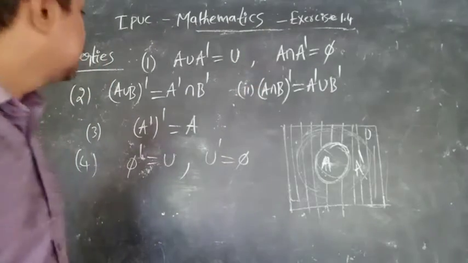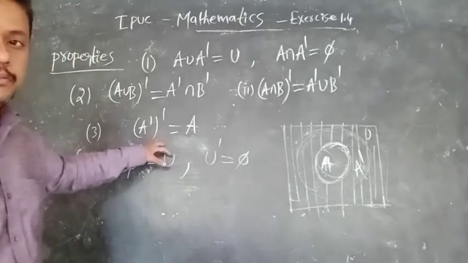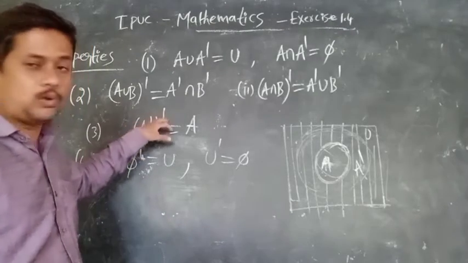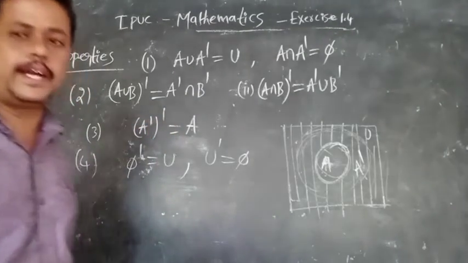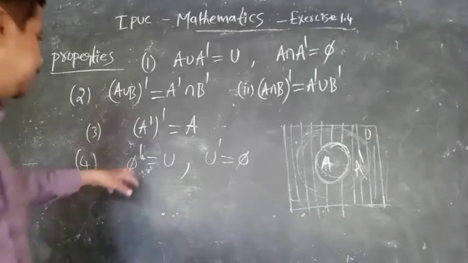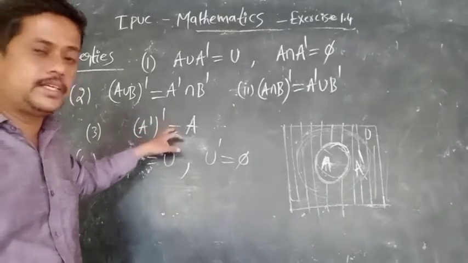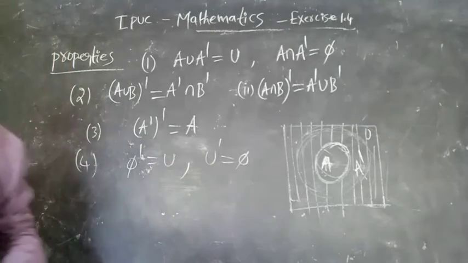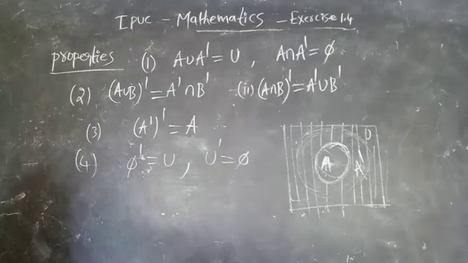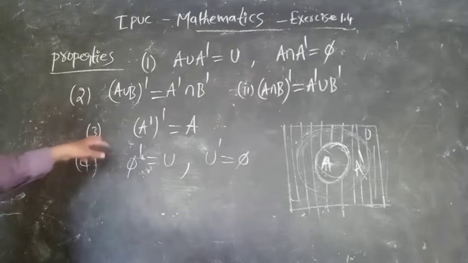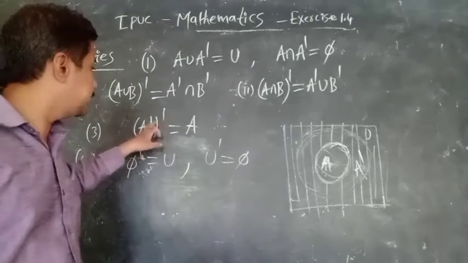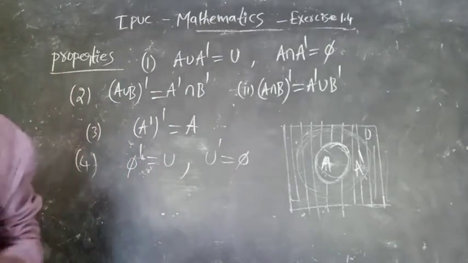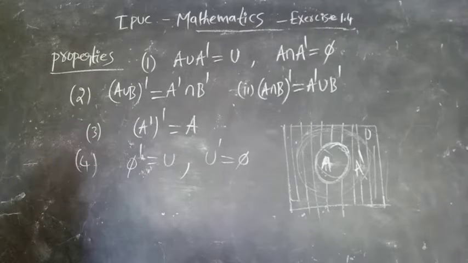Okay? So my dear students, next, the third property. This property is already told. One example already told. A dash whole dash equals to what? A. So A dash whole dash equals to what? A. So this is another property. And the last one is called double complement. What is it? The law of double complement. First complement, again complement. A dash whole dash equals to A. Think of it as the dashes cancelling and A coming back, that is how to understand it.